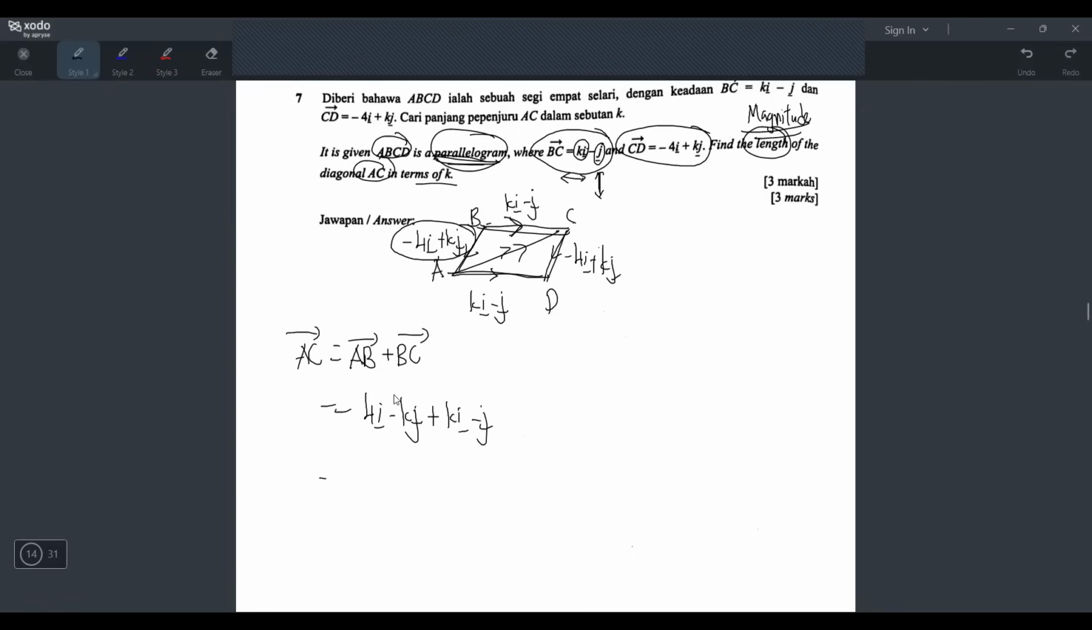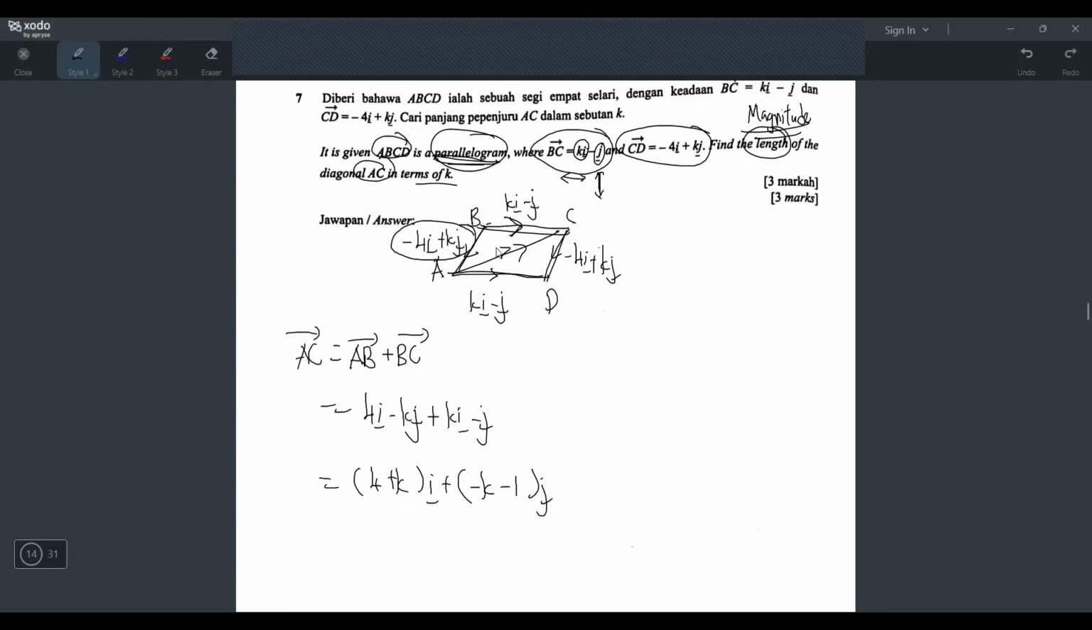But I don't like when the answer is like this. I like to put the i together, and the j together. So 4i plus i, it means here is 4 plus k. Negative kj minus j means this one is negative k minus 1. Right? It means you just factorize. Okay, up to here, you can find the magnitude.